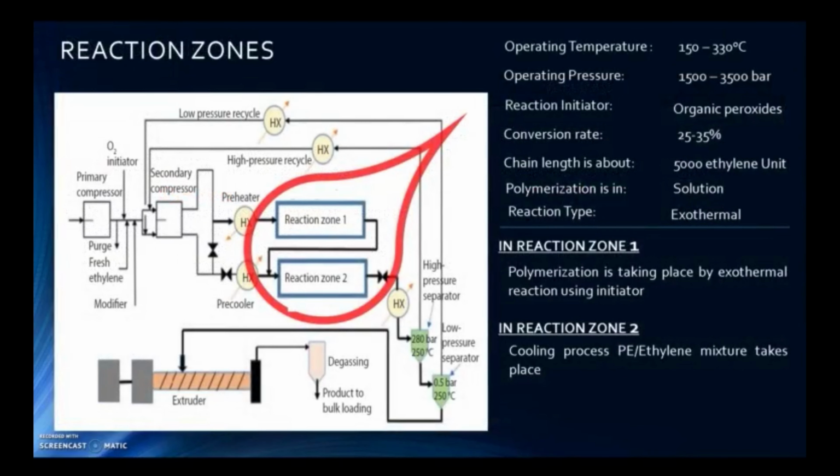Compressed ethylene passes to reaction zone 1, where the initiator starts the polymerization to form polyethylene. This takes place at 160 Celsius and 1500 bar pressure in the tubular reactor. Compressed ethylene is fed into the tubular reactor. Organic peroxide as initiator is added. About 30% of ethylene is converted to polyethylene. A chain length is about 5000 ethylene units.